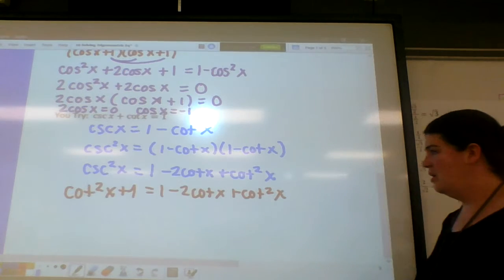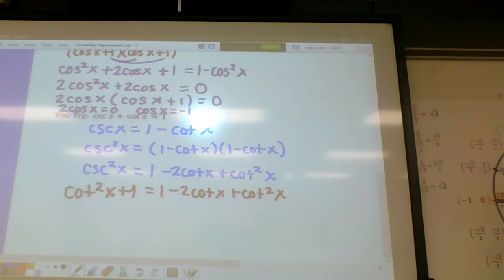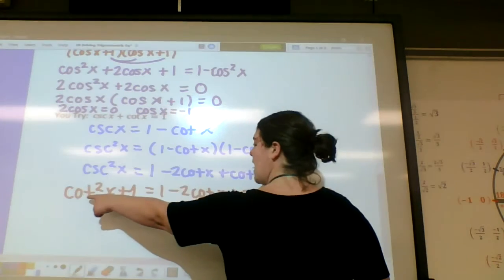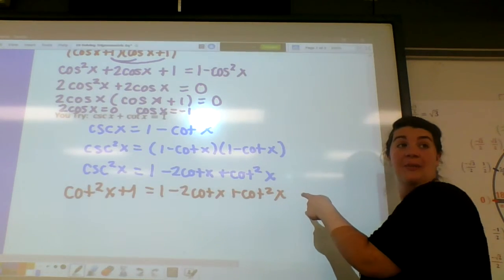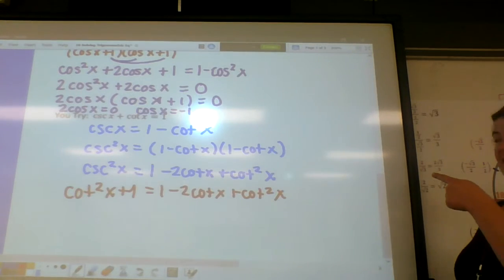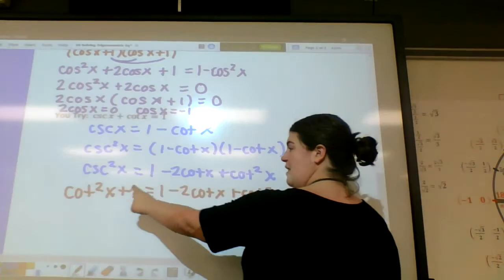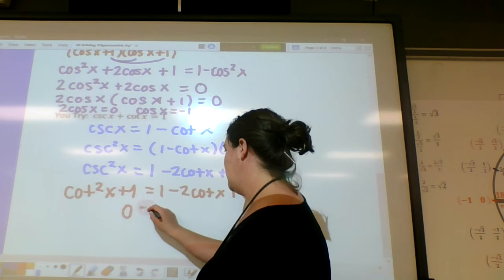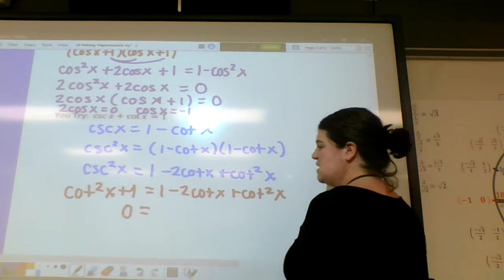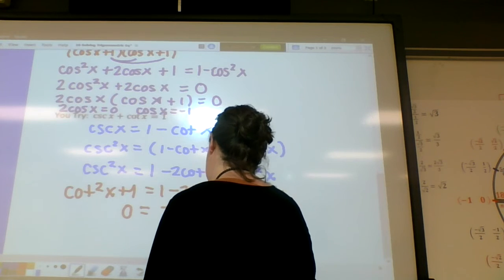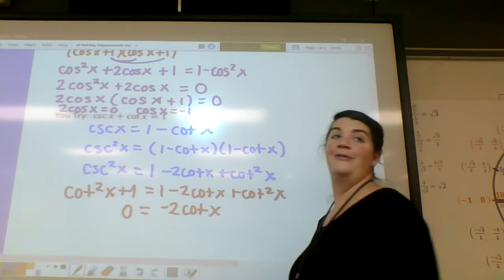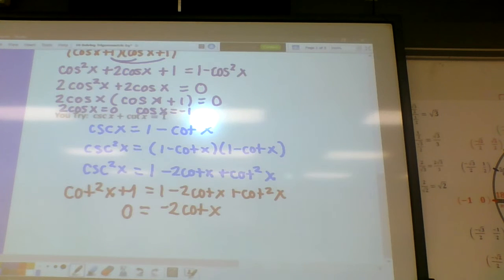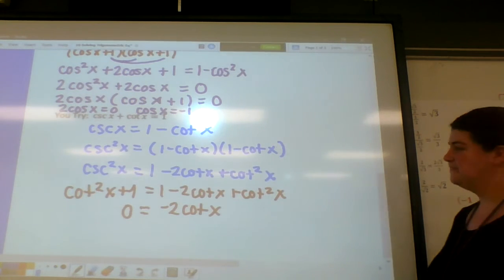All right, and then it's looking like some really nice things are going to happen, aren't they? The cotangent squared on this side will simplify with the cotangent squared on this side, won't it? And they'll make 0. So cotangent squareds are out. This one and this one are going to simplify as well and make 0. So I have 0 left over here. And the only thing left on this side is the negative 2 cotangent of x. So it got really messy, but there was a bunch of things that simplified, wasn't there?